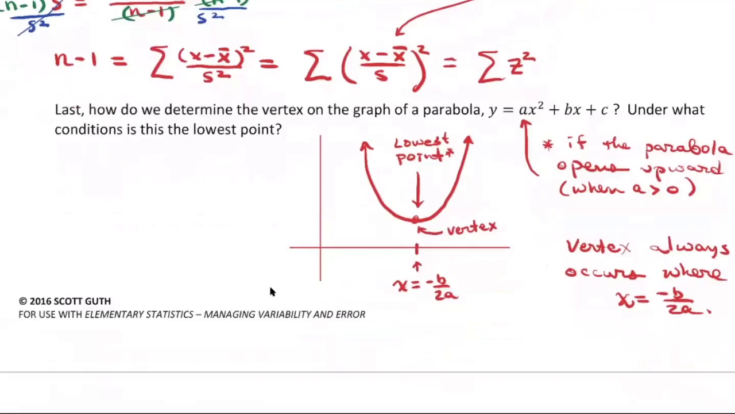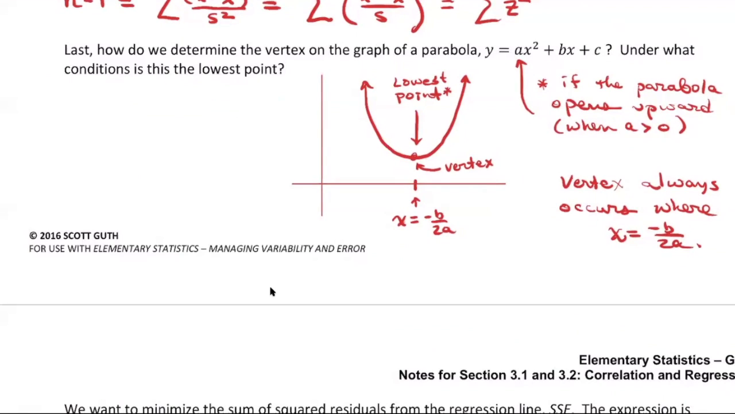Finally, the vertex on a parabola will be used. Remember, we're trying to find the smallest sum of squared errors. Squared is another word for quadratic. Quadratics have graphs that are parabolas, and we know how to minimize a point on a parabola. If it's y equals ax squared plus bx plus c, this is minimized when x is negative b over 2a.